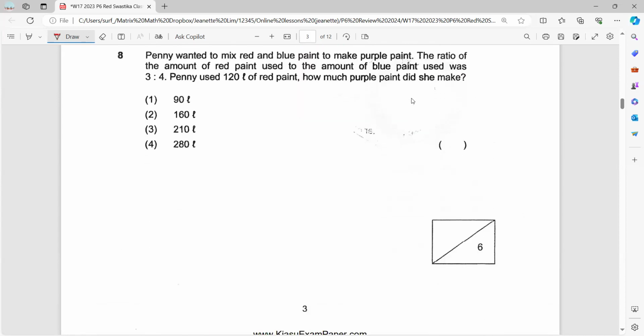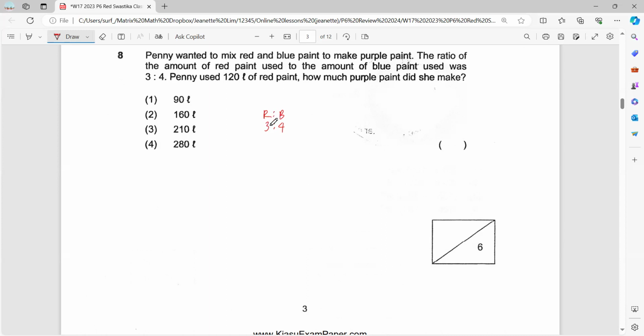Question 8. Penny wanted to mix red and blue paint to make purple paint. The ratio of the amount of red paint used to the amount of blue paint used was 3 to 4. Penny used 120 liters of red paint. How much purple paint did she make? Okay, so red to blue is 3 to 4. So you're going to mix red and blue together to get purple, right? And the amount of red paint that she used is given, which is 120 liters.